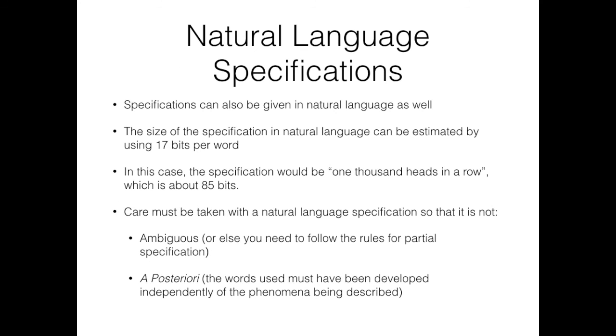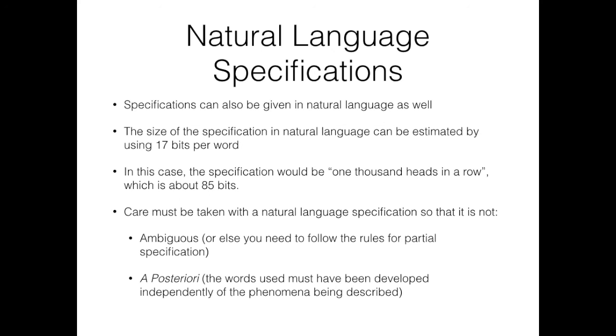So specifications can also be given in natural language as well. The size of the specification in natural language can be estimated using 17 bits per word. And that's based on the average number of words that an average person can use on a regular basis. In this case, the specification would be 1,000 heads in a row, which is about 85 bits.